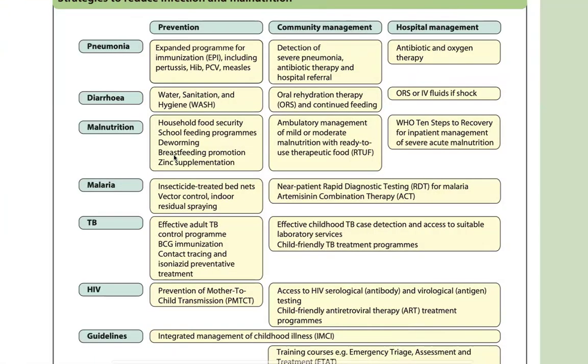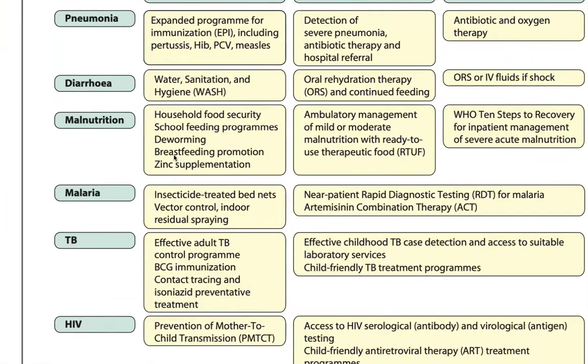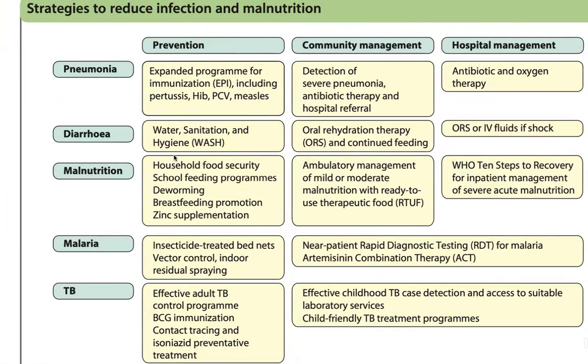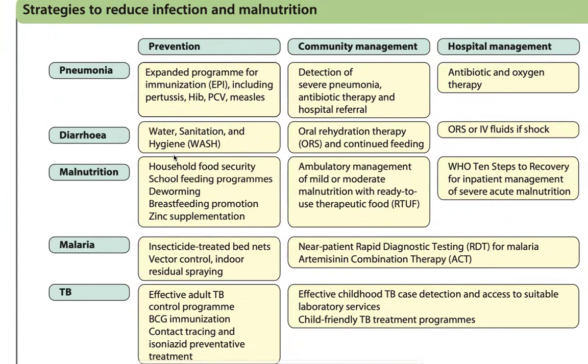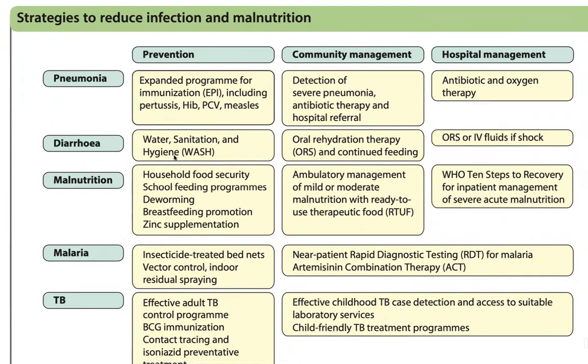So, for pneumonia, prevention includes expanded EPI, including pertussis and Haemophilus influenzae type B. These are strategies to reduce infection. Community management, and for severe cases, antibiotic therapy in hospital. Diarrhea: water sanitation, hand washing, oral rehydration therapy, ORS, and continued feeding, ORS and IV fluids.